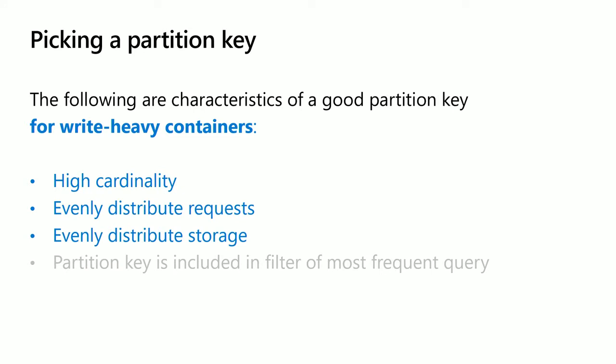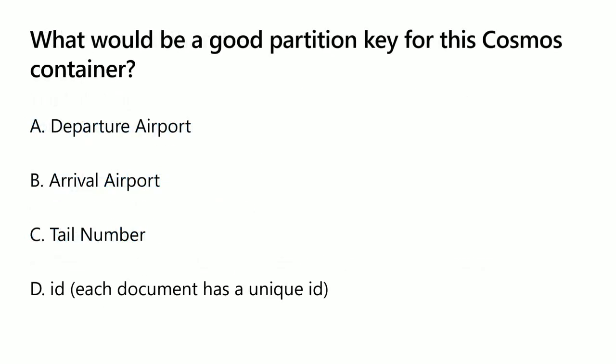So because of that, we don't really care about the partition key's value in issuing queries, right? So we want a partition key for this container where we're ingesting data to satisfy these three properties. So question 2, what should it be? Departure airport, arrival airport, the airplane's tail number, or a unique GUID for every single piece of data that we ingest into Cosmos DB.